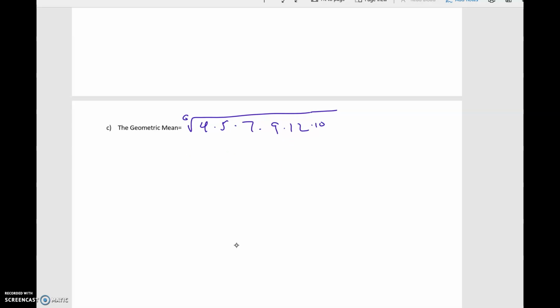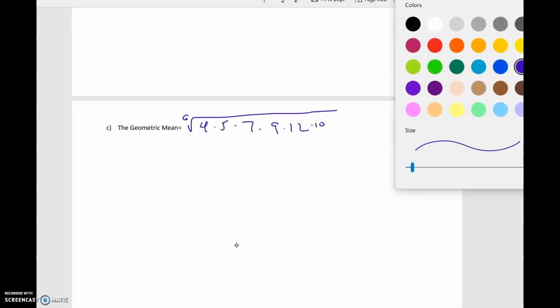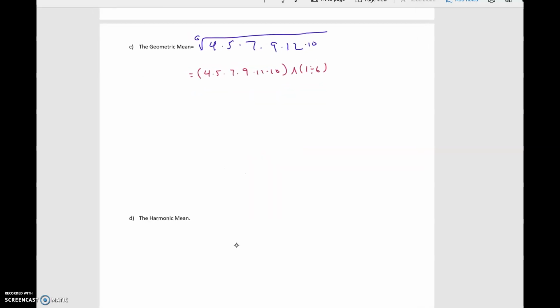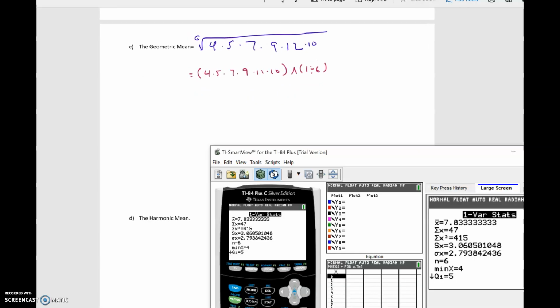Now, your calculator may not understand the actual 6th root, so in your calculator, you're basically going to do the following multiplication. So this is going to be 4 times 5 times 7 times 9 times 12 times 10, and then you're going to raise it to the 1 divided by 6. That is the proper code that you would be running. Let me walk you through it because this one's a little bit tricky.